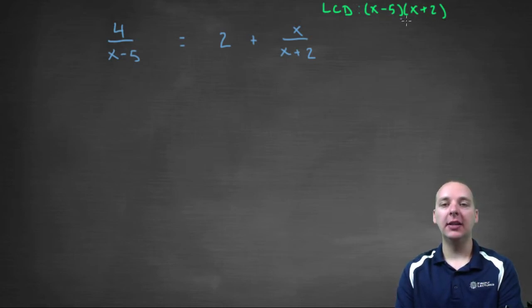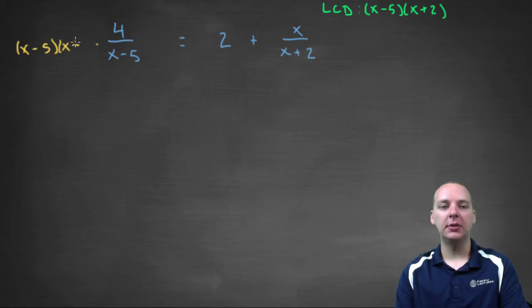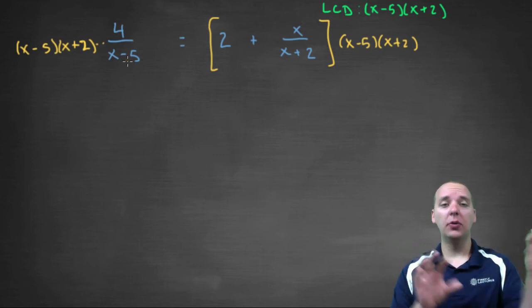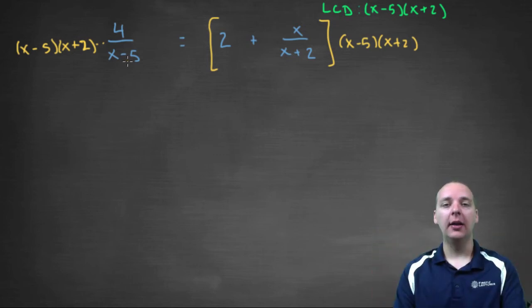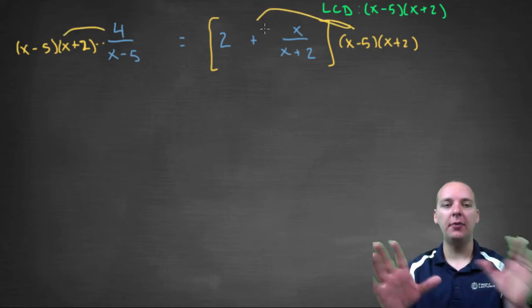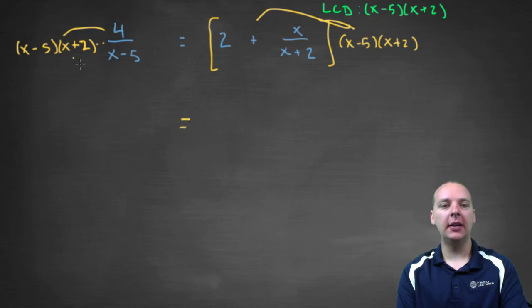Here you have the LCD, and here the use of the LCD is to get rid of the fractions. So what you do is you multiply the left side by x minus 5 times x plus 2, and you multiply the right side by x minus 5 times x plus 2. Notice we're not multiplying by something over something or anything like that. You're just multiplying both sides of the equation by the LCD. Now what happens is when you multiply the LCD to everybody, notice on the left-hand side, the x minus 5 cancel, and you get 4 times x plus 2.